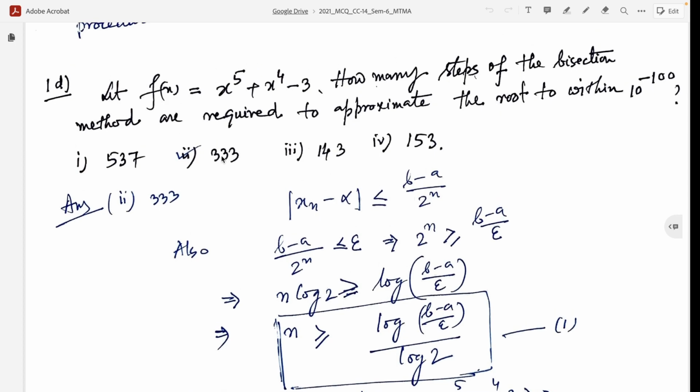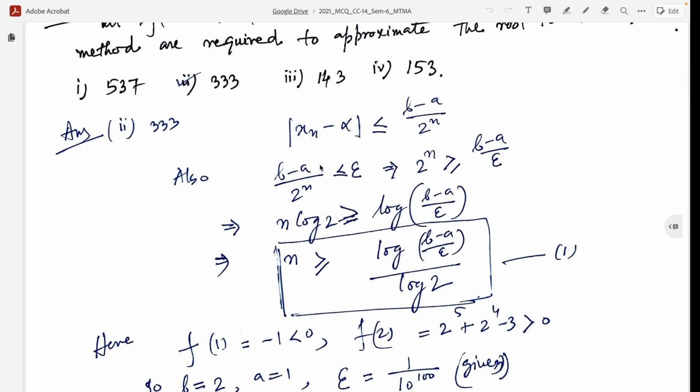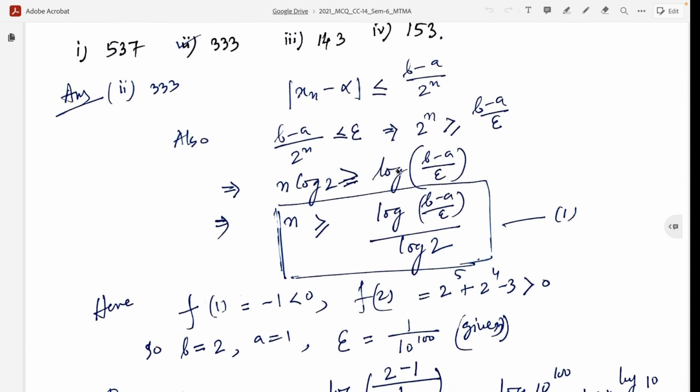For this bisection method, alpha is the exact root, and a, b is the interval within which the root lies, and also (b minus a) by 2 to the power n at the nth iteration is less than or equal to epsilon. Epsilon is the error at the nth step. So obviously 2 to the power n is greater than or equal to (b minus a) by epsilon, and taking logarithm to the base e, n log 2 is greater than or equal to log of (b minus a) by epsilon.